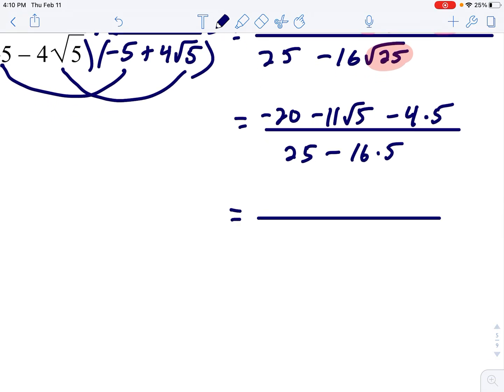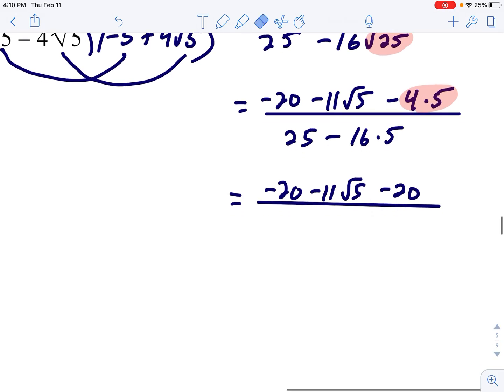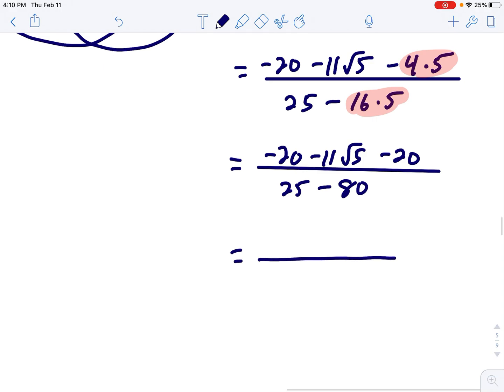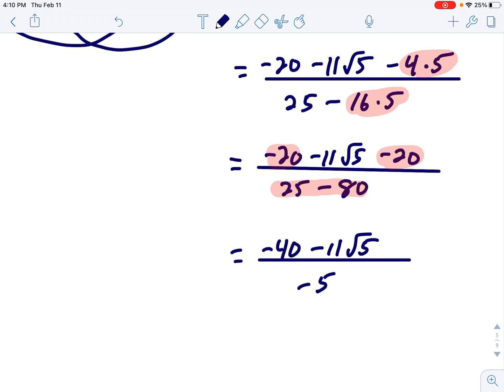But we're not done. Up here, 4 times 5, right? Negative 20 minus 11 radical 5 minus 20. Down on the bottom, 16 times 5. Grab a calculator, but I think that's 80. Yep, 80. And then we can do what? Negative 20 and negative 20 is negative 40 minus 11 square root of 5. On the bottom, 25 minus 80 is negative 60, negative 55.